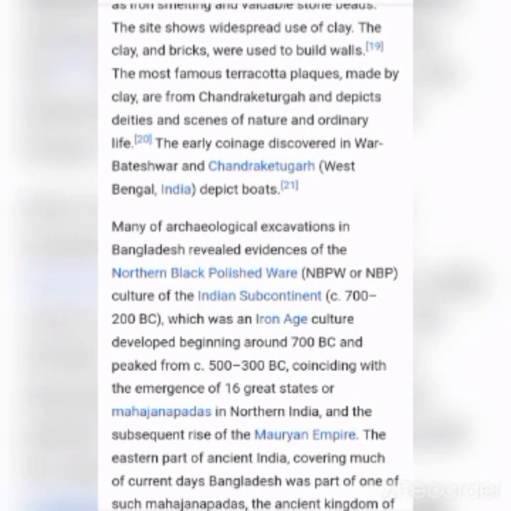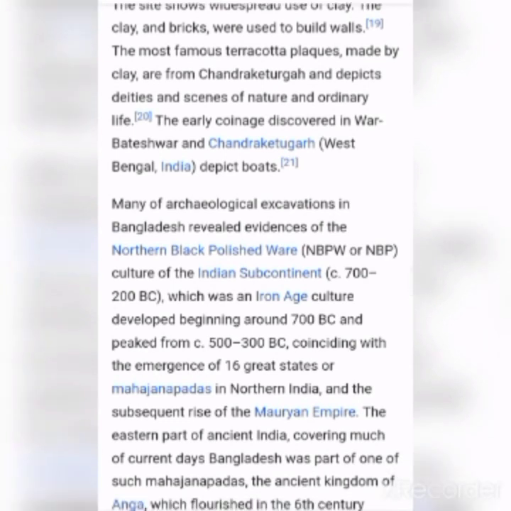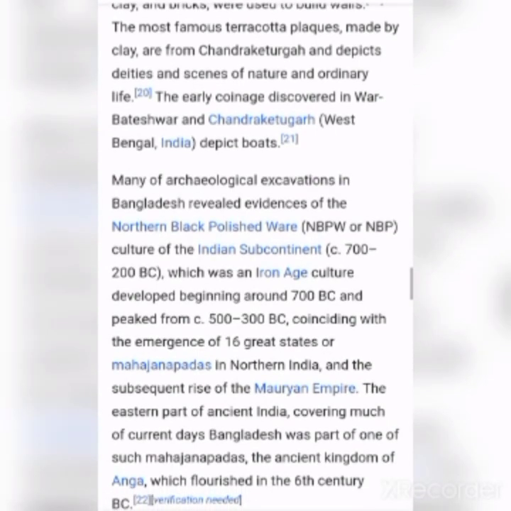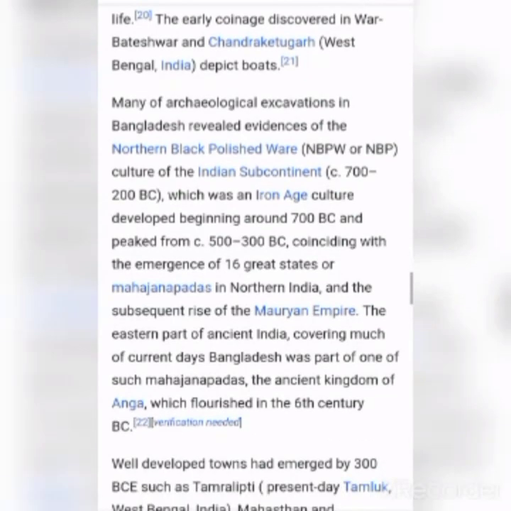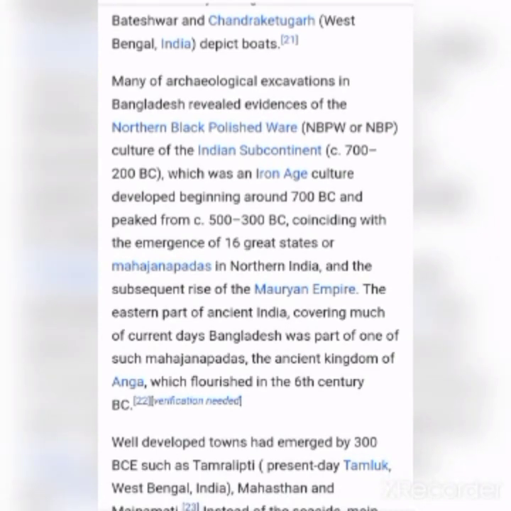Many archaeological excavations in Bangladesh revealed evidence of the Northern Black Polished Ware culture of the Indian subcontinent, which was an Iron Age culture developed beginning around 700 BC and peaked from c. 500 to 300 BC, coinciding with the emergence of 6 great states or Mahajanapadas in northern India and the subsequent rise of the Mauryan Empire.